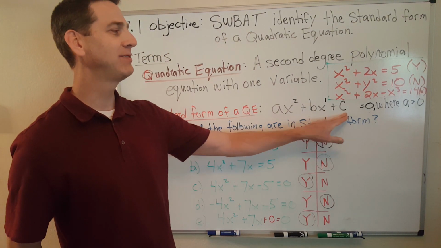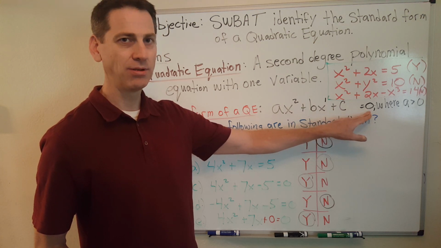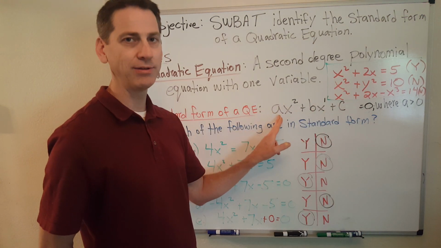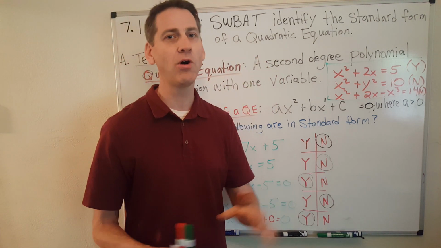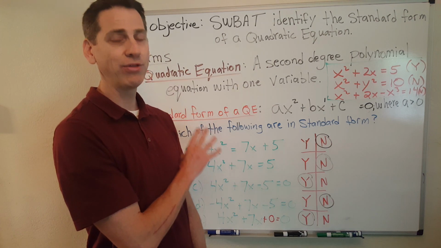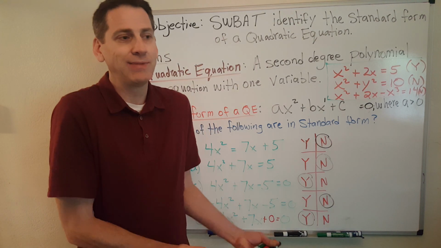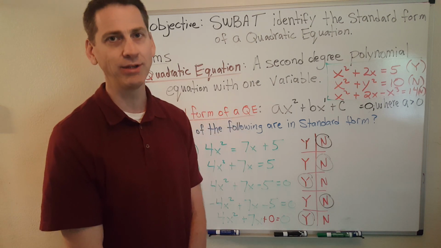All right. So it can be a little tricky, but all you've got to remember is this right here. Make sure it's in descending order. Make sure it's set equal to 0. And make sure that a is positive. Okay? Just remember those three things and you'll get these all the time. And remember, this is essential. You have to know how to put things in standard form. Otherwise, that's basically going to be step 1 in solving quadratic equations.